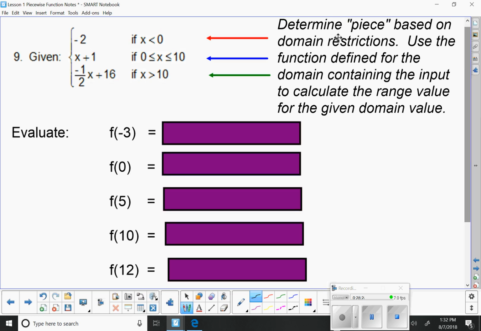Okay, last group, pause your video and try these. Determine the piece based on the domain restrictions. Use the function defined for the domain containing the input to calculate the range value for the given domain value. Pause the video and try it.